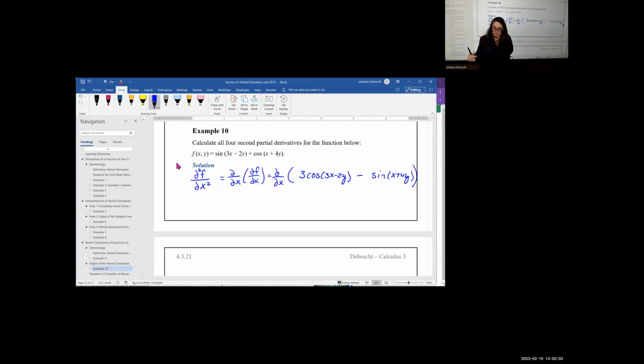Now I need to do the derivative again with respect to x. So this time the derivative of cosine is negative sine. So I've got a negative sine 3x minus 2y, but I get another 3 popping out. So I actually have negative 9. And on the second part, derivative of sine is cosine. And again, the derivative of the inside is 1. So this is what we have for the first one. Are there any questions about this one? Does that make sense to everybody?